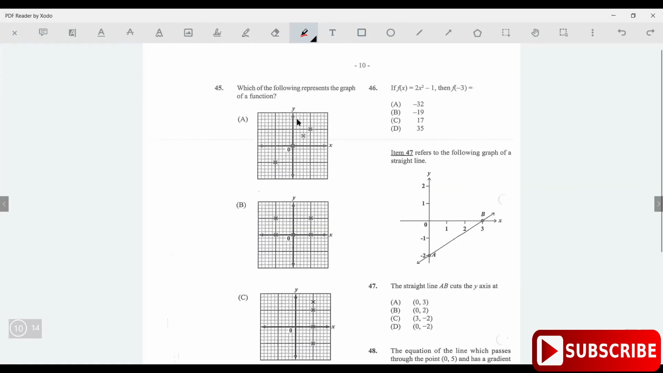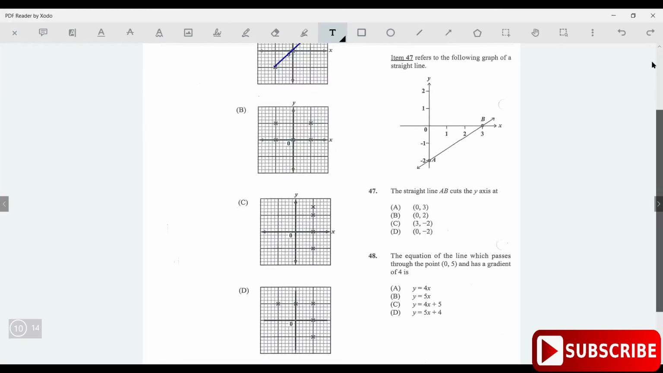Which of the following represents a function? This clearly is a function. This is the line y equals x. This clearly is a function. That's it. This is the function y equals x. This is not a function. Vertical line test, not a function. Not a function. Nice.